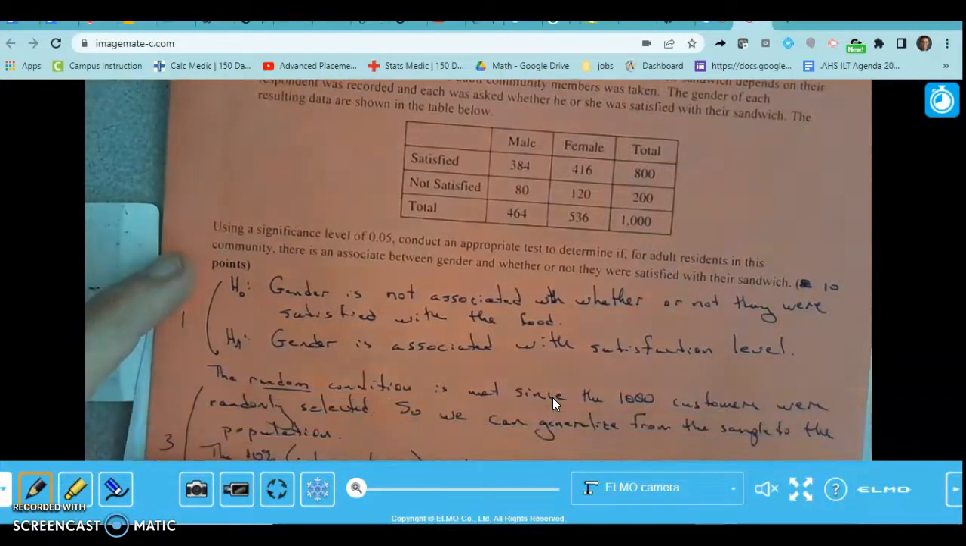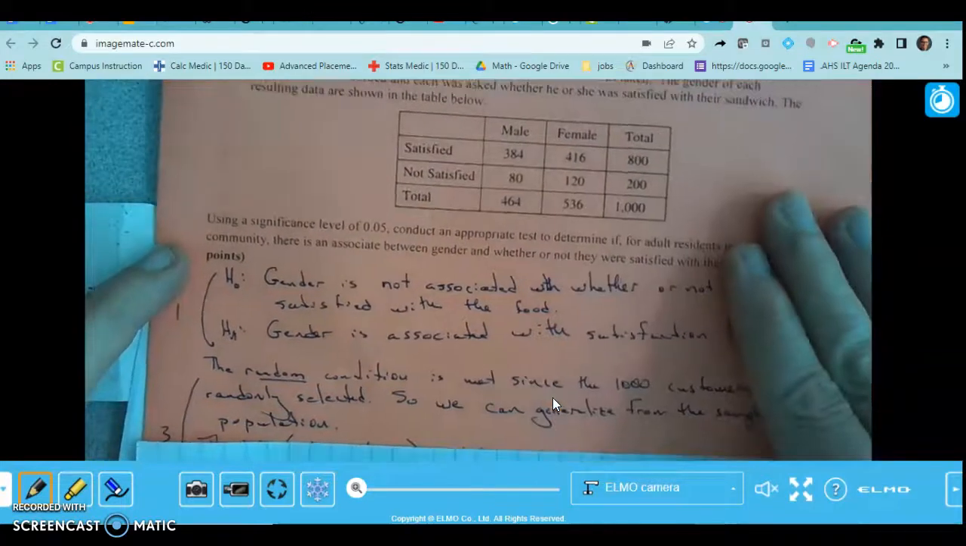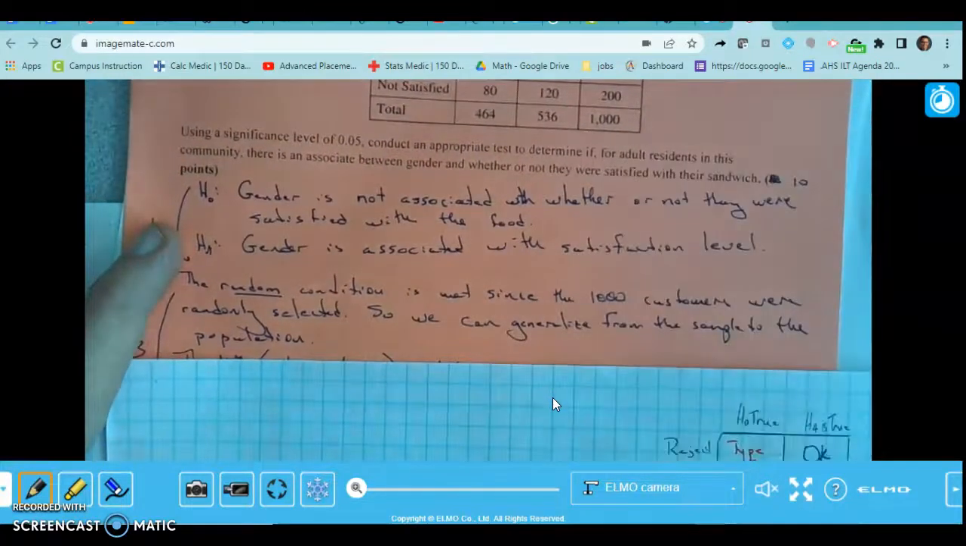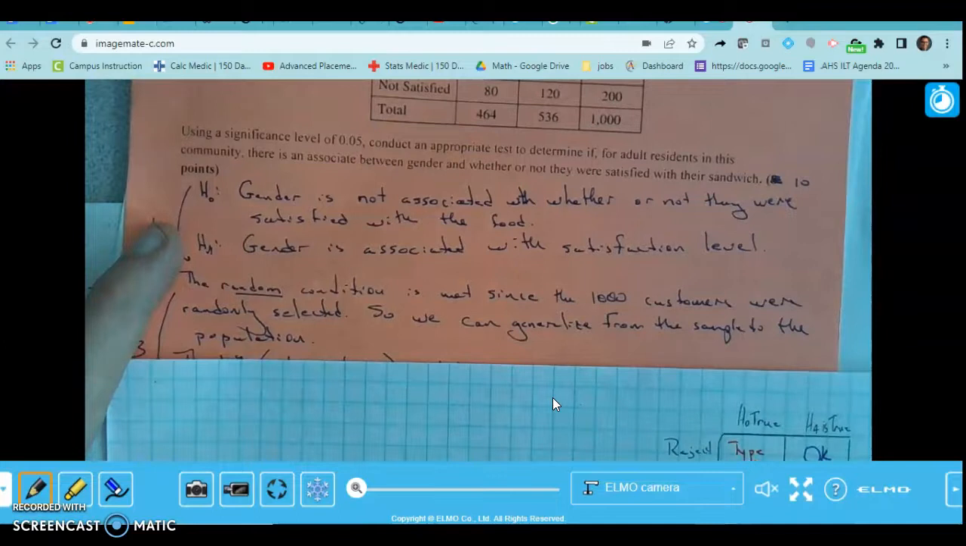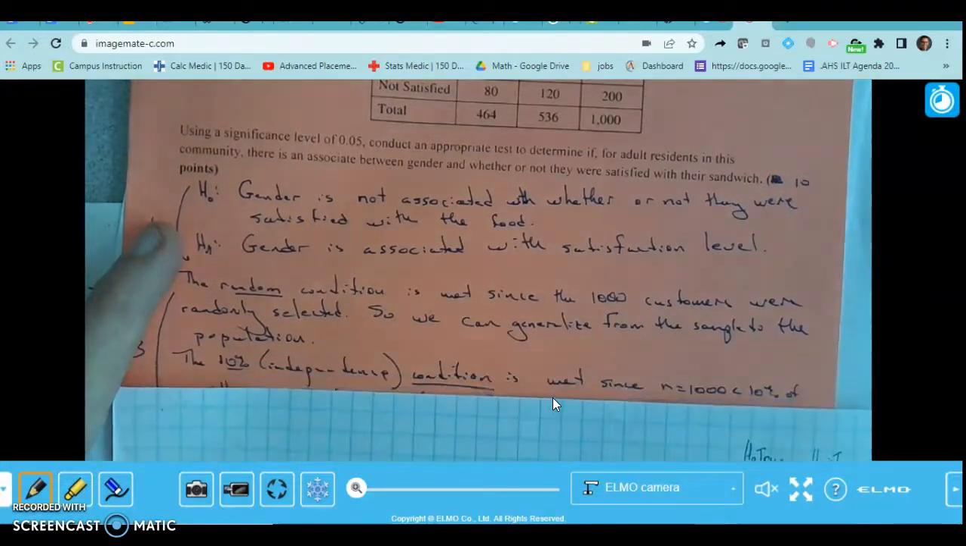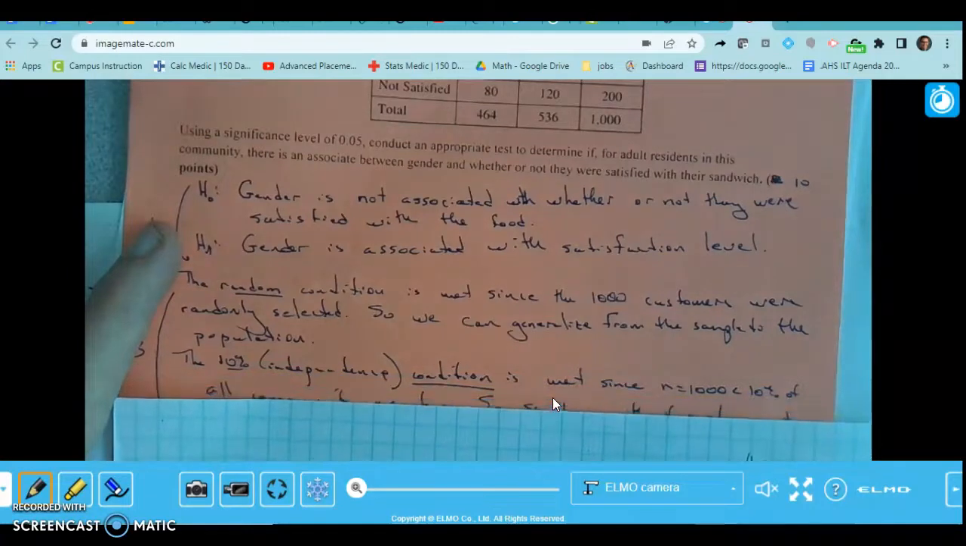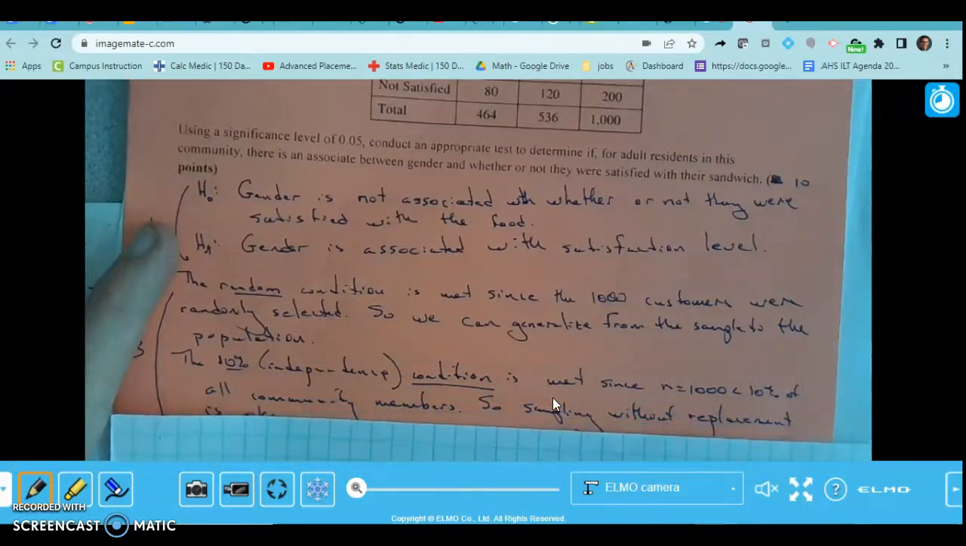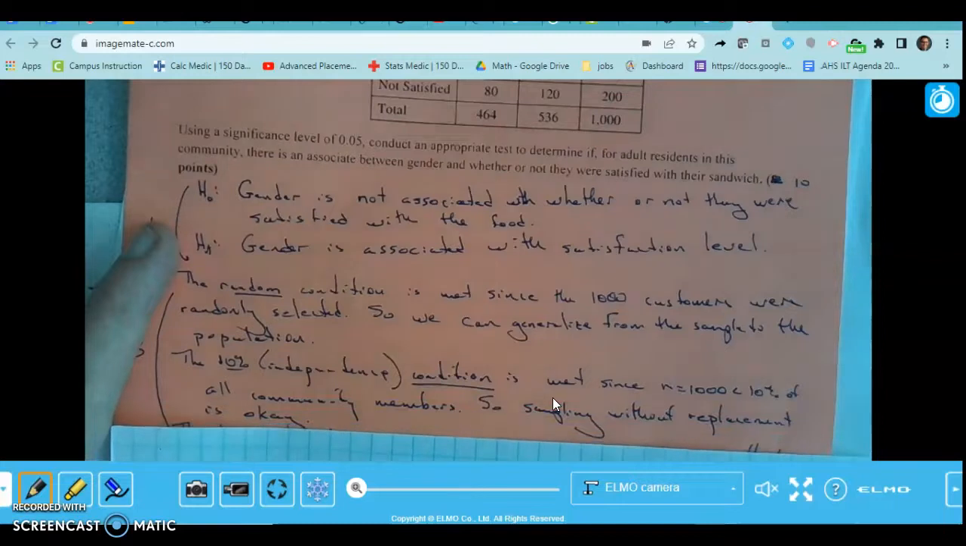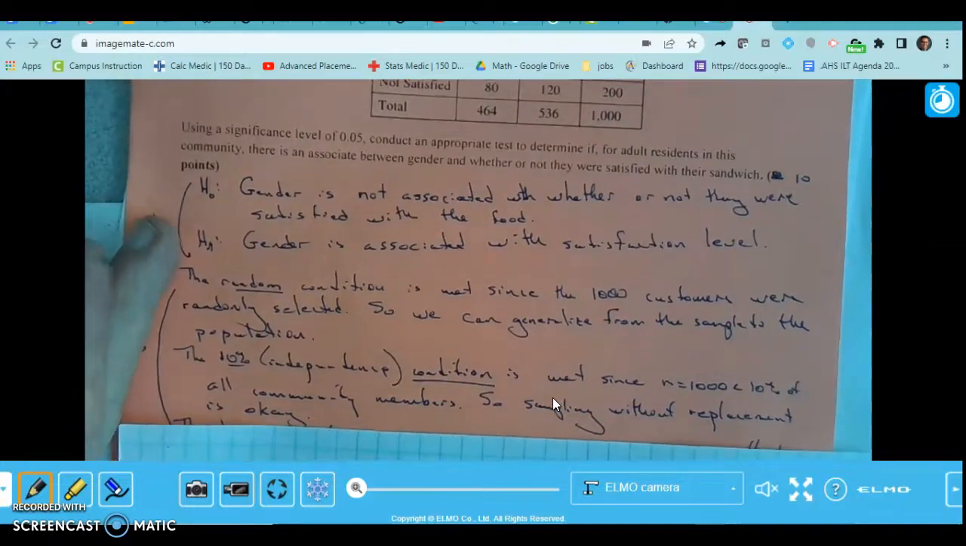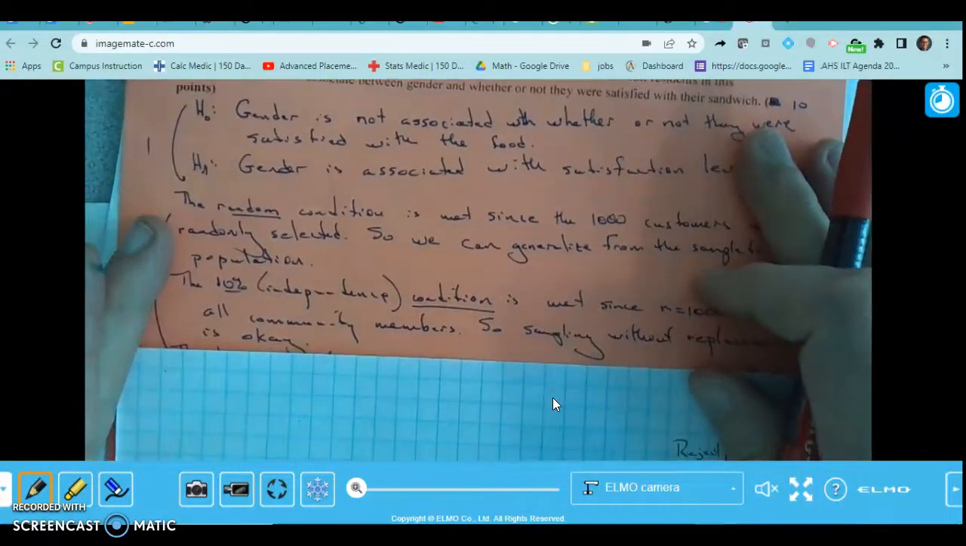We need to check a couple of conditions here. As usual, we need to check our random condition. And they did say we randomly selected 1,000 people. This allows us to generalize from the sample to the population. Our independence or 10% condition: our sample size of 1,000 is less than 10% of all community members, we would assume in this case. So sampling without replacement is okay.